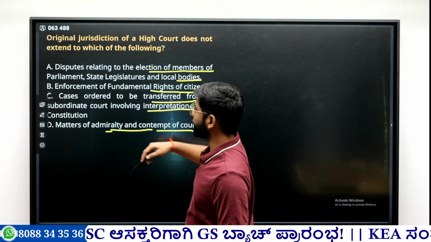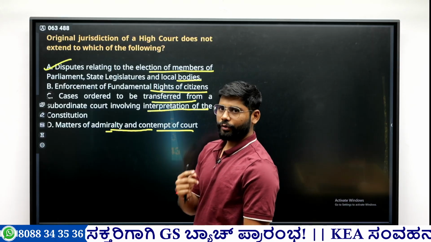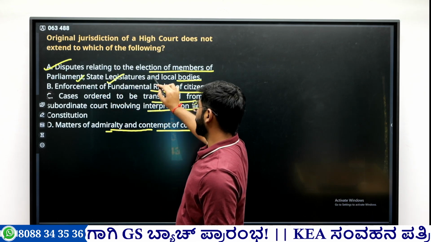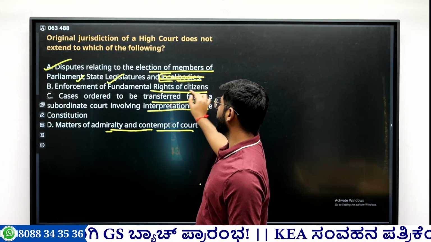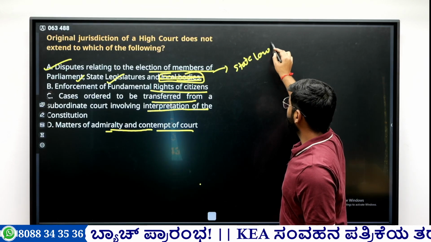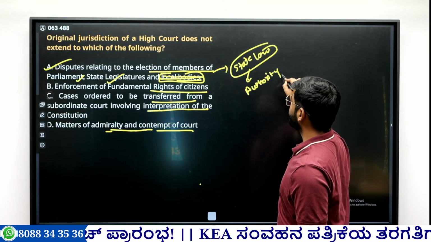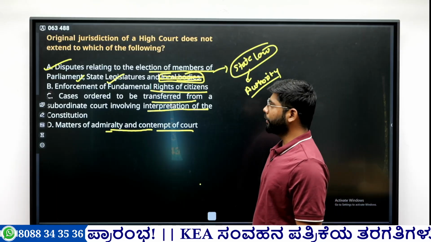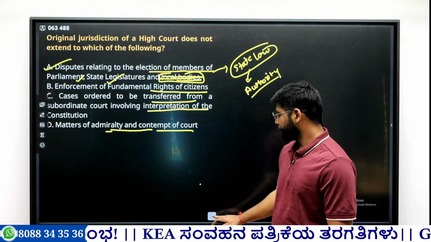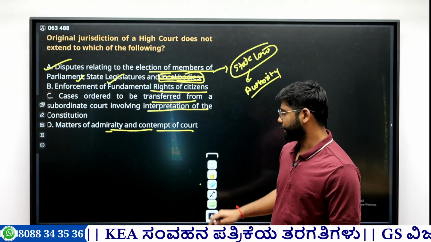In my opinion, the first one is where their original jurisdiction does not extend, because the original jurisdiction of the High Court extends to deciding on the election of Parliament and state legislature, but not on the local bodies. It will be solely state law. The state law authorizes some authority, and they will decide on election of local bodies, not the High Court. So the first statement is the answer here. A is the answer. For the other three, B, C, D, the High Court's original jurisdiction extends.